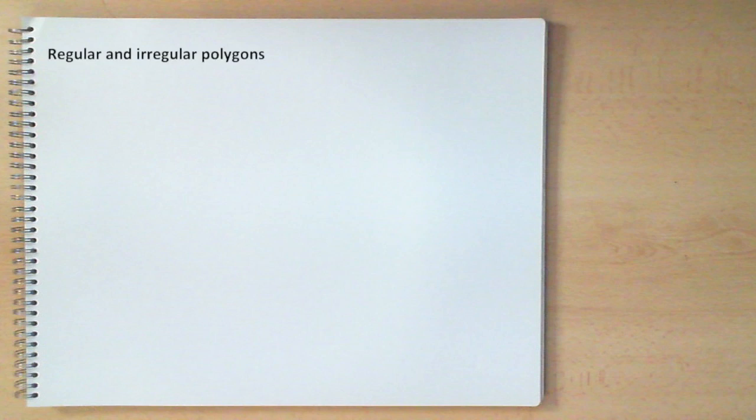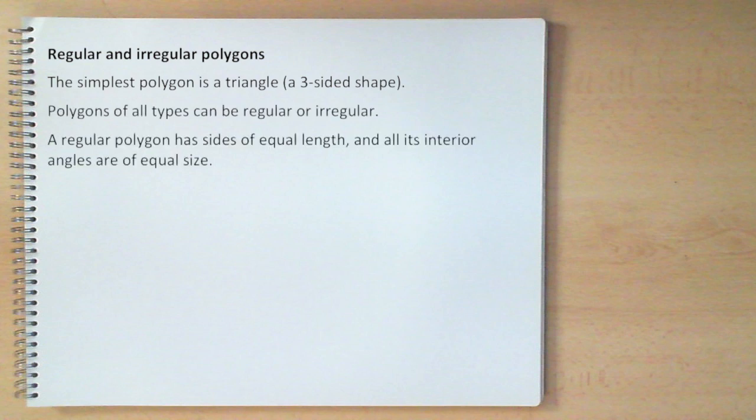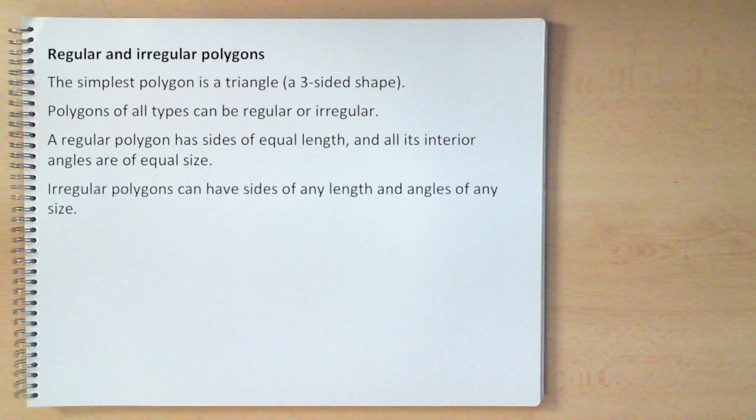The simplest polygon is a triangle, a three-sided shape. But polygons can be of all types and all numbers of sides. And they can be regular, having same length sides and interior angles all the same, or they can be irregular, so their sides can be any length and their angles can be of any size.